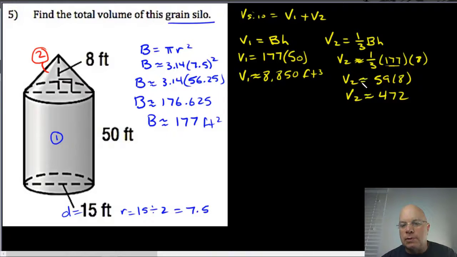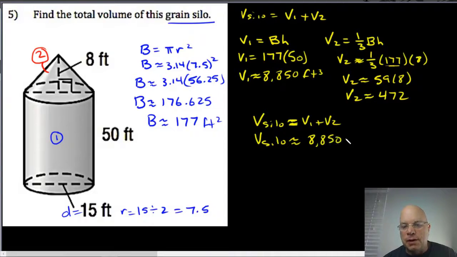These are all estimates. But our overall estimate for the volume of the silo will be V1 plus V2. Well, this is exactly equal, but we're about to substitute estimates. So the volume of the silo is approximately 8,850 plus 472. That'd be 9,200 and another 122, so 9,322 cubic feet.